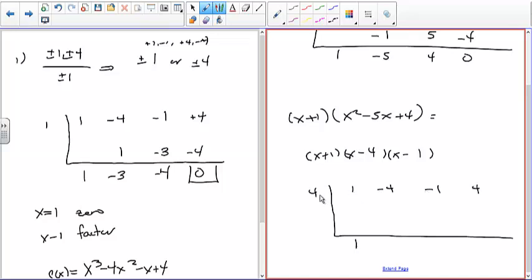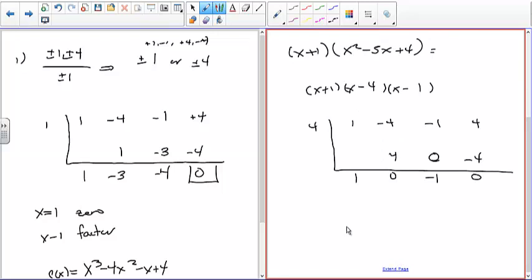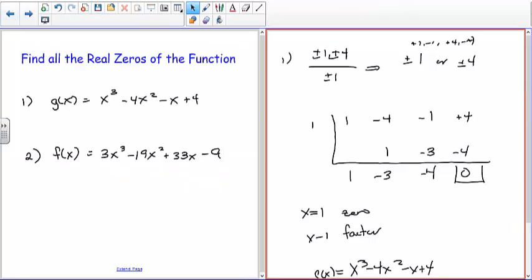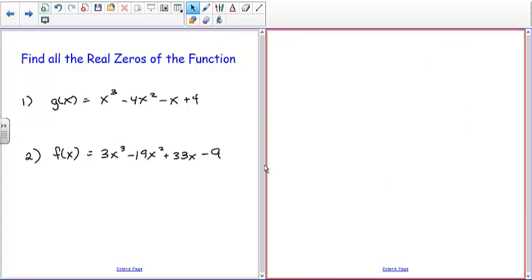So bring down the 1. 4 times 1 is 4. Add these to get 0. 4 times 0 is 0. -1 plus 0 is -1. 4 times -1 is -4. Add to get 0. And what you're left with here is x minus 4 times x squared minus 1. But you can factor these last two, x plus 1, x minus 1. So you get the same result. So that's probably why they chose that problem, because you're guessing, 75% of the time you will be right. The only one that was wrong is -4.